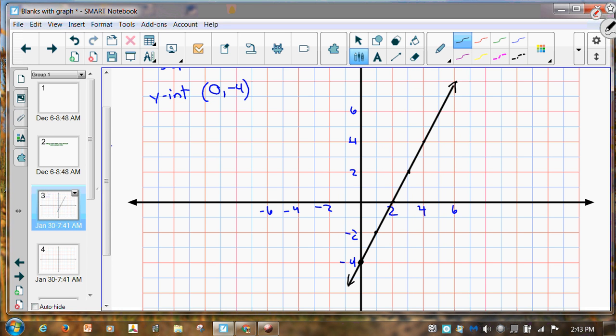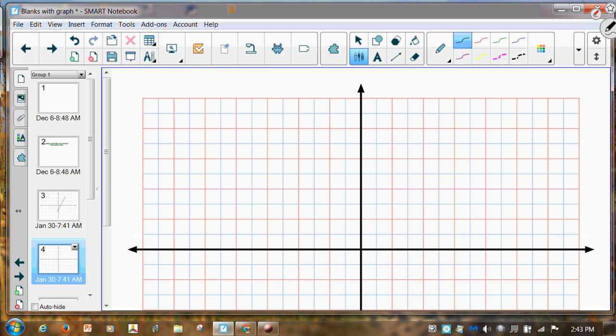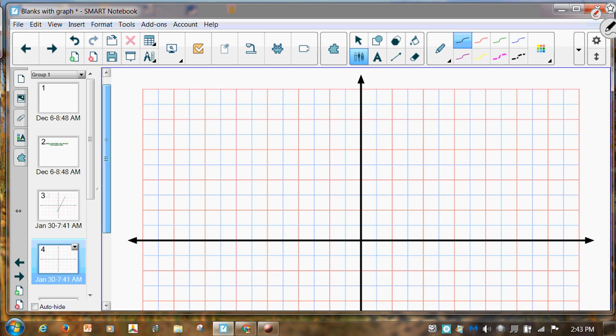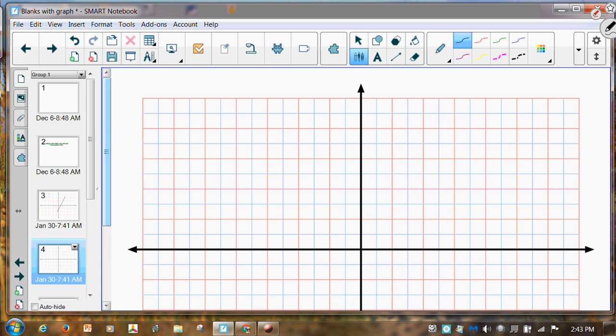Now the other thing we can do with the slope-intercept form, let's take a different equation this time. That one had a positive slope and a y-intercept that was negative. Let's take another one that has a negative slope. Let's do y equals negative 1/2 x plus, let's say, 4.